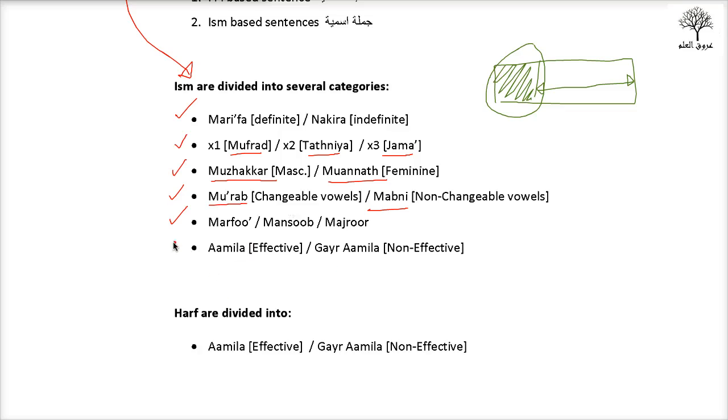And finally, the last thing we're going to be focusing on is that some nouns are what we call amilas. They're effective. What does effective mean? Effective means that they have the power to change vowels on following words. They have the power to influence vowels.